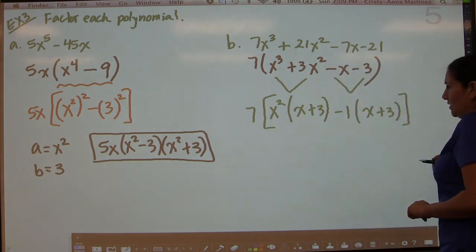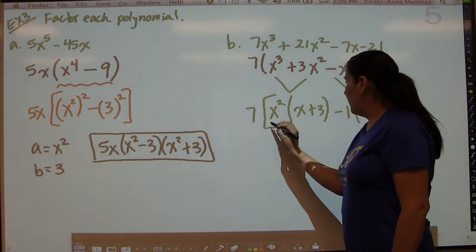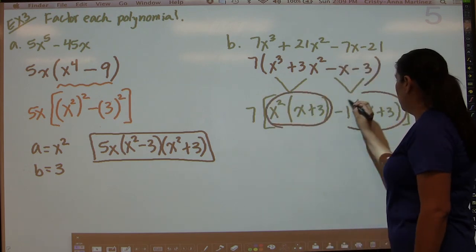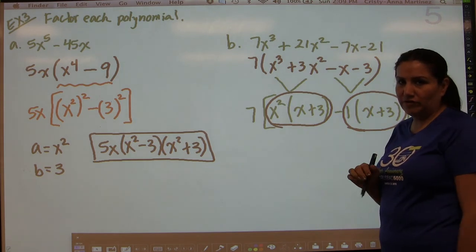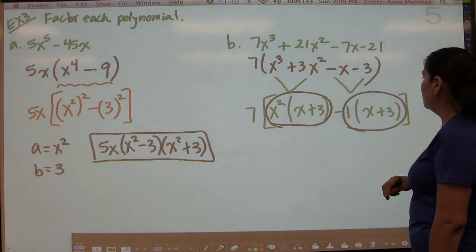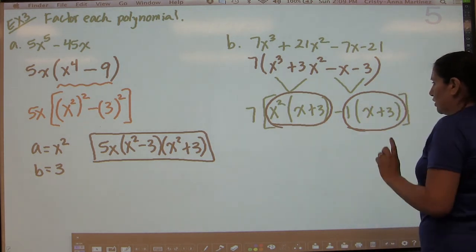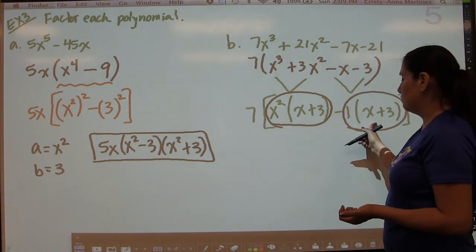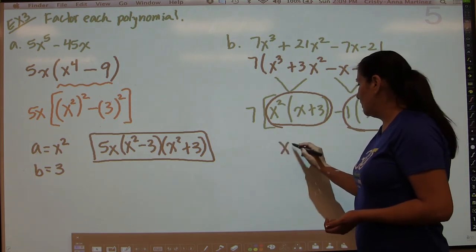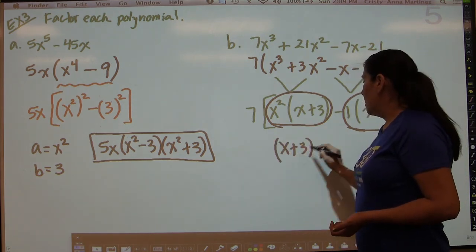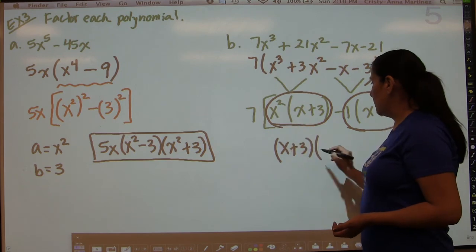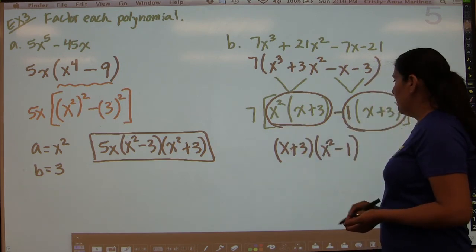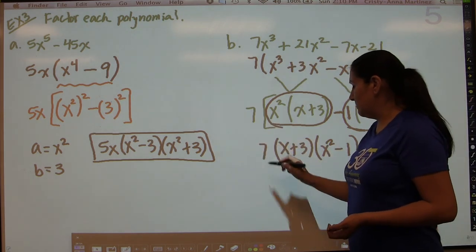Now what I'm going to notice is that if I look at this as all one term and this as all one term, as we talked about factoring by grouping in the past, I'll notice that both of those circles have a common factor, and that common factor is x plus 3. They both have the x plus 3. So I'm going to take out the x plus 3, and what remains is the x squared minus the 1. And of course, the 7 needs to come down as well.